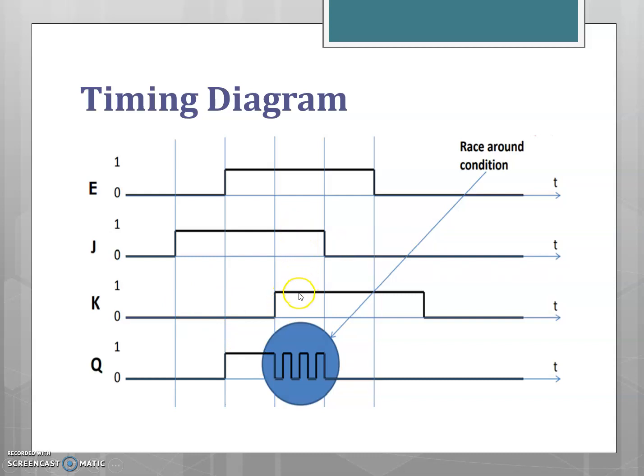And again J and K are equal to 1 and the enable is active high and equal to 1, so again the toggling occurs. Previously it was 0 and now it changes to 1. And again after some delay, it checks the values of J and K, and again J equal to 1 and K equal to 1, so again toggling occurs. This multiple toggling occurs for J equal to 1 and K equal to 1. This condition is referred to as race around condition.